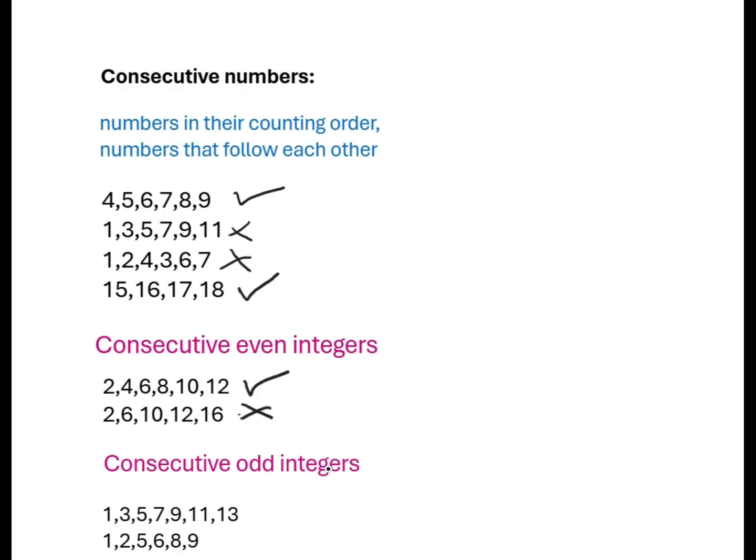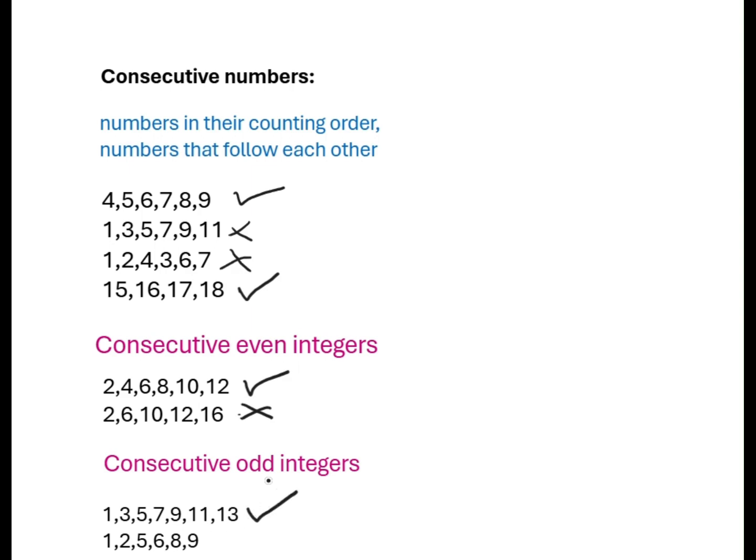Consecutive odd numbers. Now 1, 3, 5, 7, 9, 11, 13. These are consecutive odd numbers because all these are odd numbers and they are coming one after another. Plus 2, plus 2, plus 2, plus 2. When you do plus 2 with every number, you get the next odd number. So these are consecutive odd numbers.